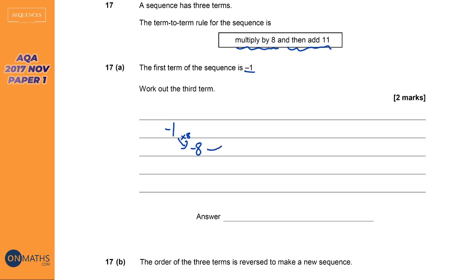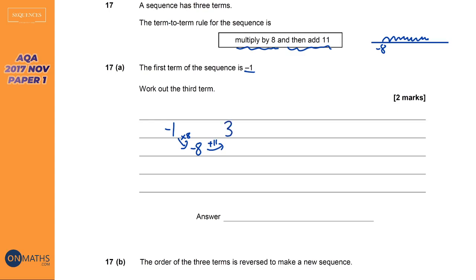Then add 11, so -8, and if you don't know, just do yourself a quick number line. And so we're at -8, which would be here, and we're adding 11. And the answer should be 3.